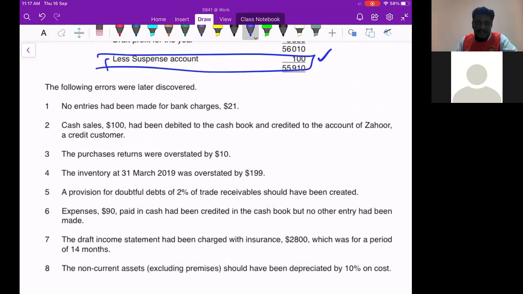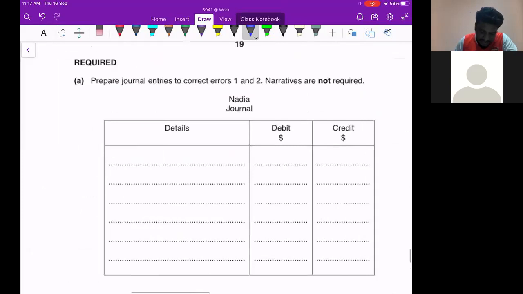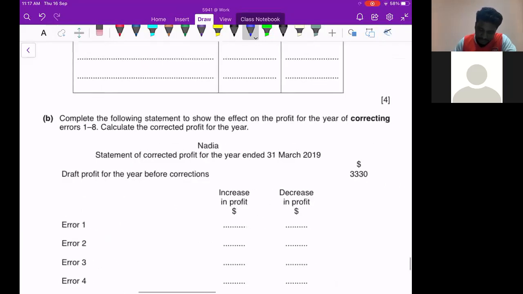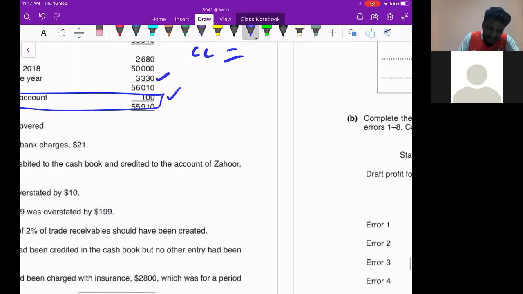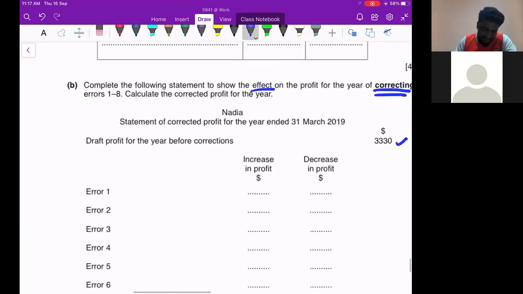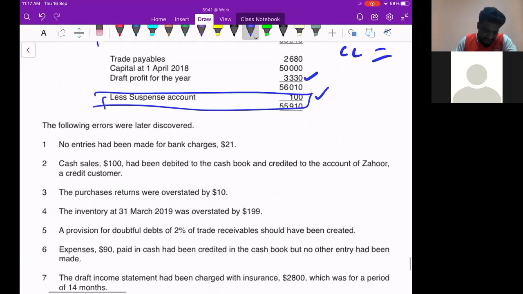So what we are supposed to do for her is, first, prepare the journal entry for error number 1 and error number 2 only, and then complete the following statement to show the effect on the profit of correcting the errors. This is the draft profit, the wrong profit she put here. And also prepare the statement of financial position. So first I do the correction for error number 1 and error number 2.